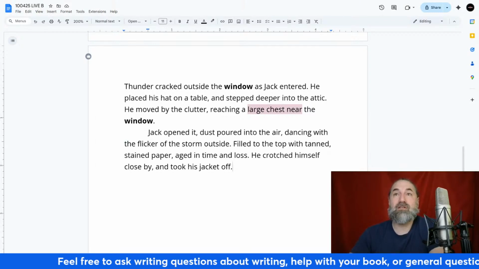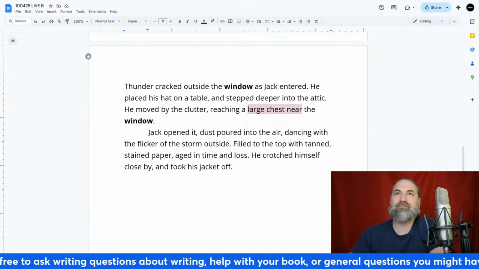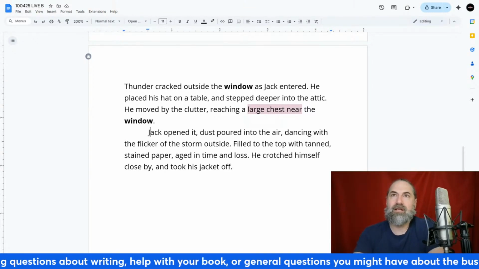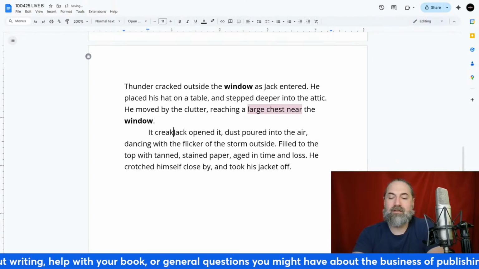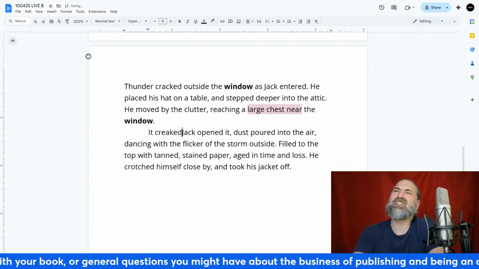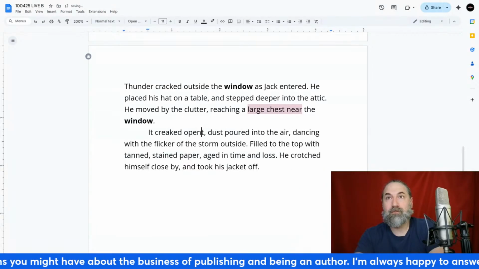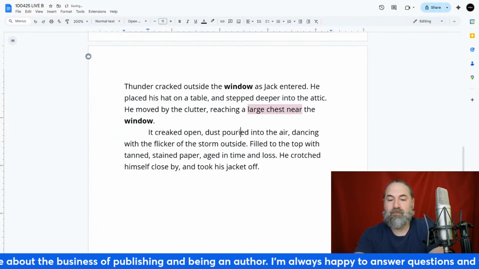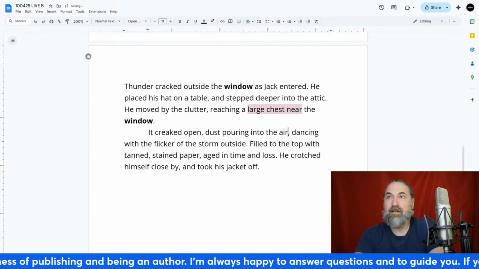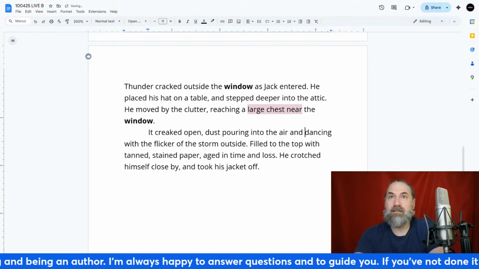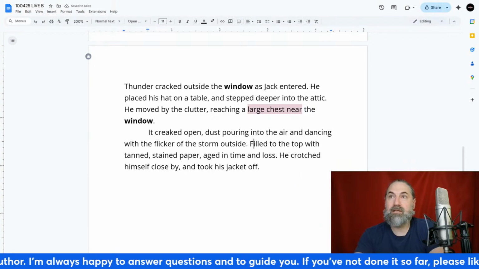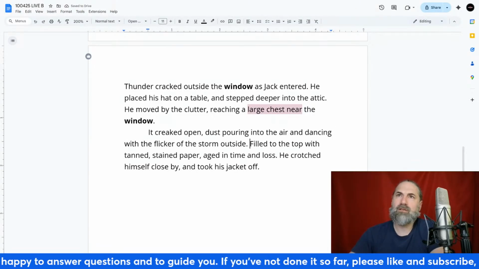And he is now, Jack open. We could even say it creaked. It creaked open. Dust pouring into the air and dancing with the flicker of storm outside. All right.